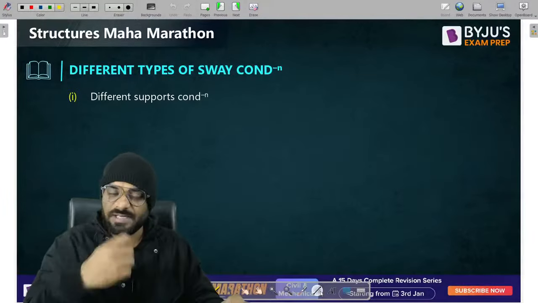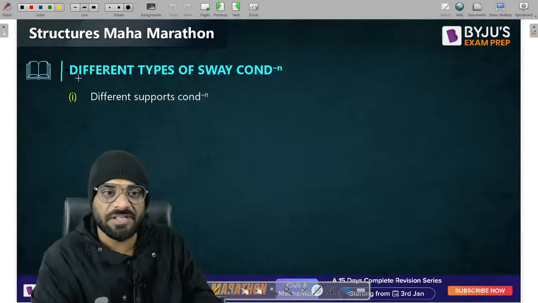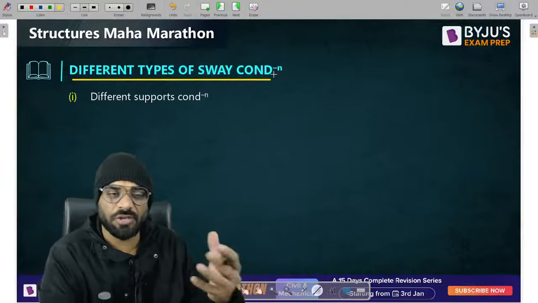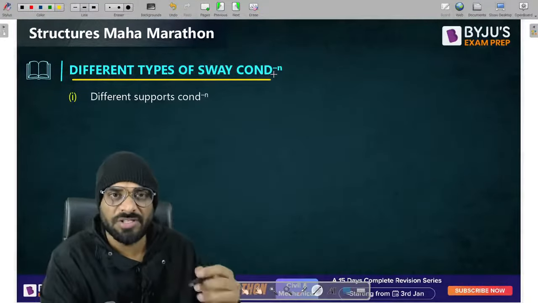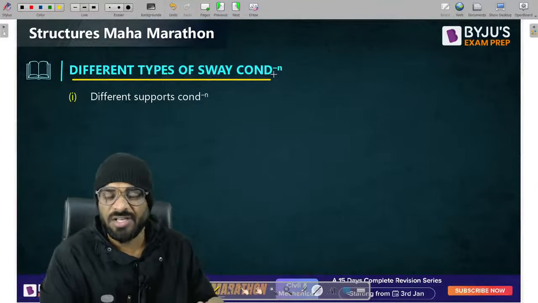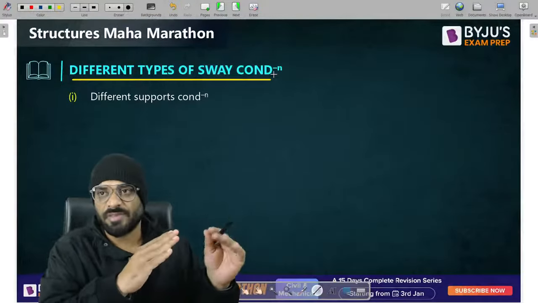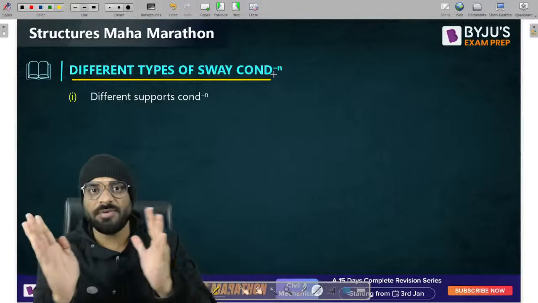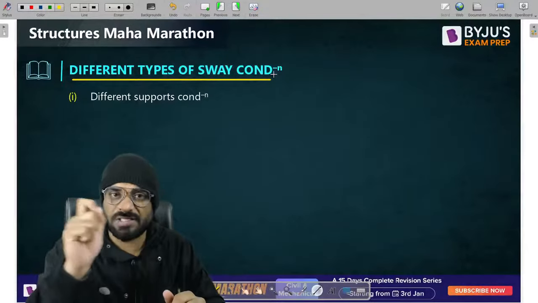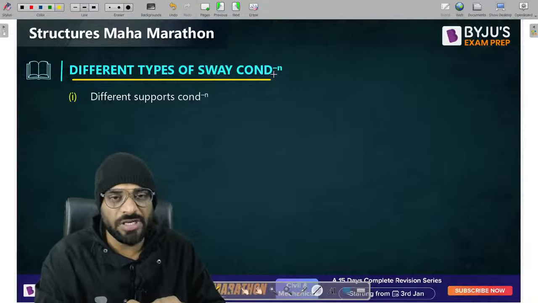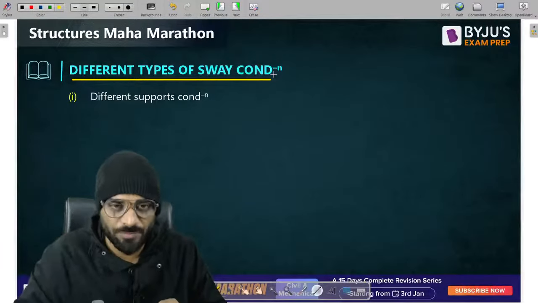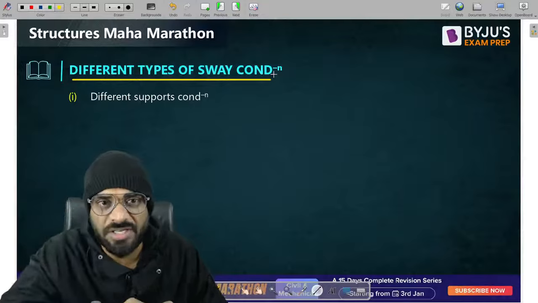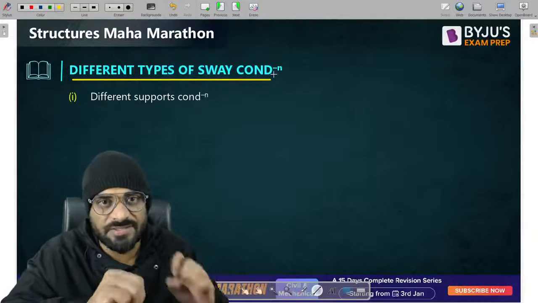Okay. Now let's understand the next thing, which is our different sway conditions. What do you mean by sway? Sway means the deformation of a structure, and that deformation is the elastic deformation. Our structure may get a lateral deformation, but that deformation is elastic in nature. Up to elastic, we will consider the sway condition, or either our support may settle down. So these are the two possibilities due to which sway will occur in this structure.